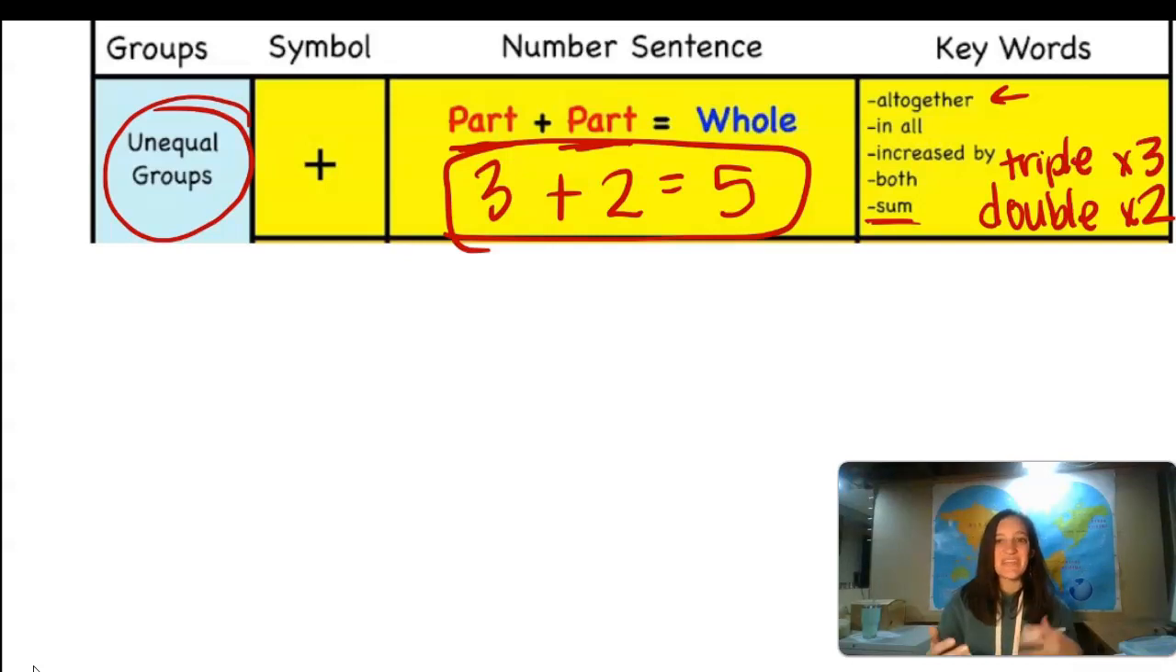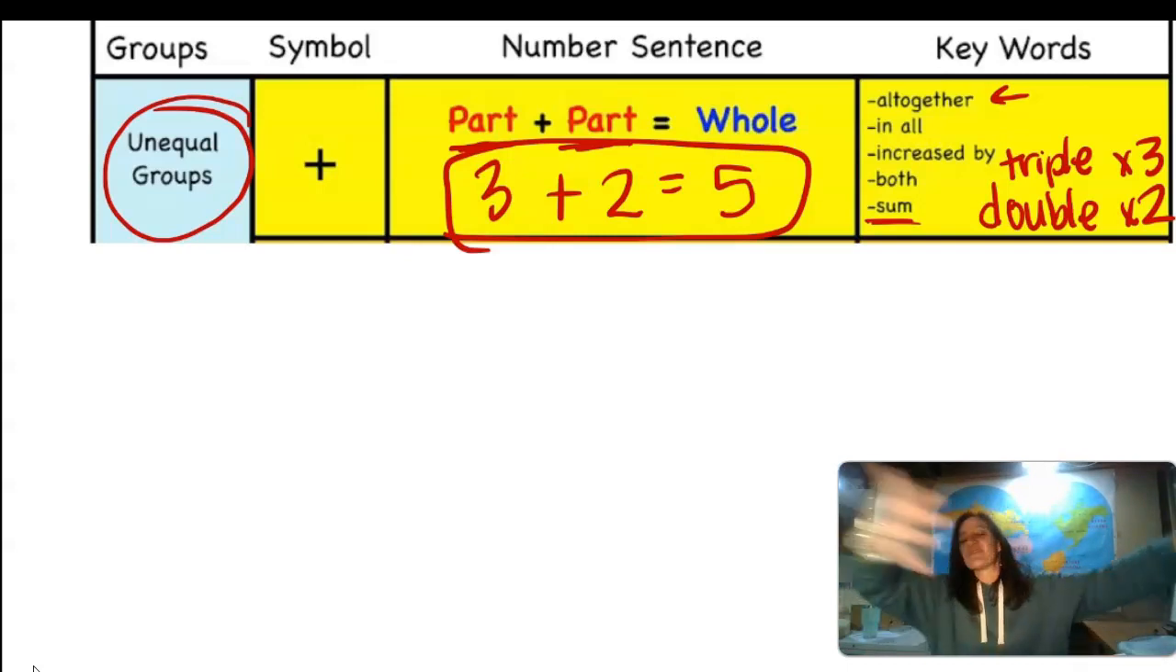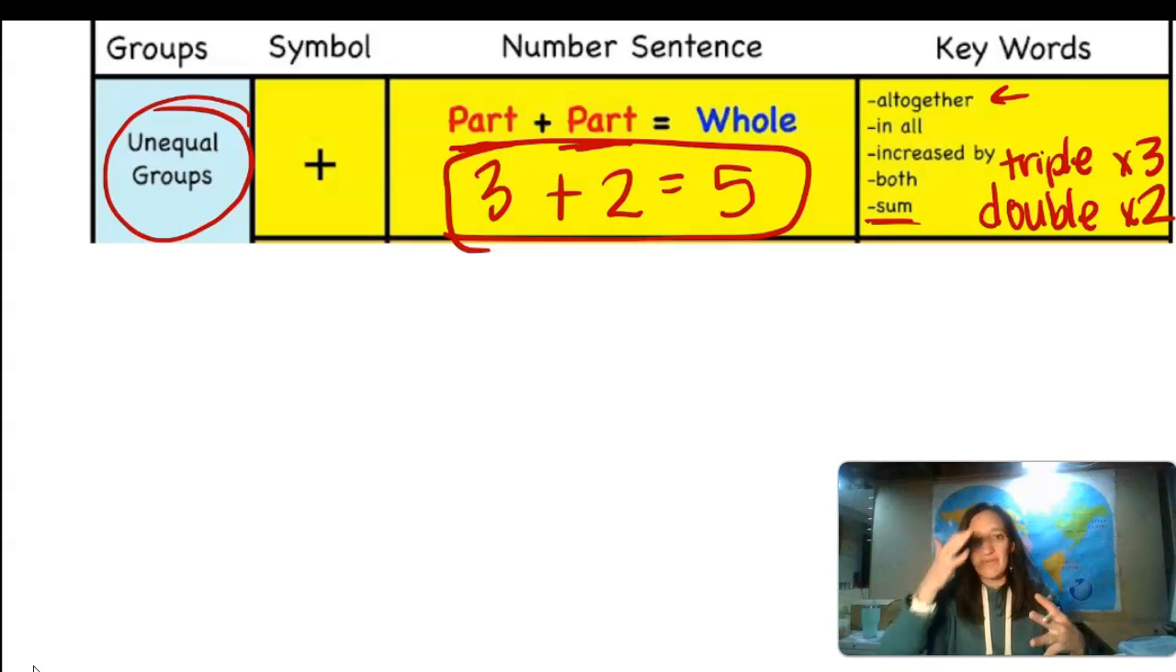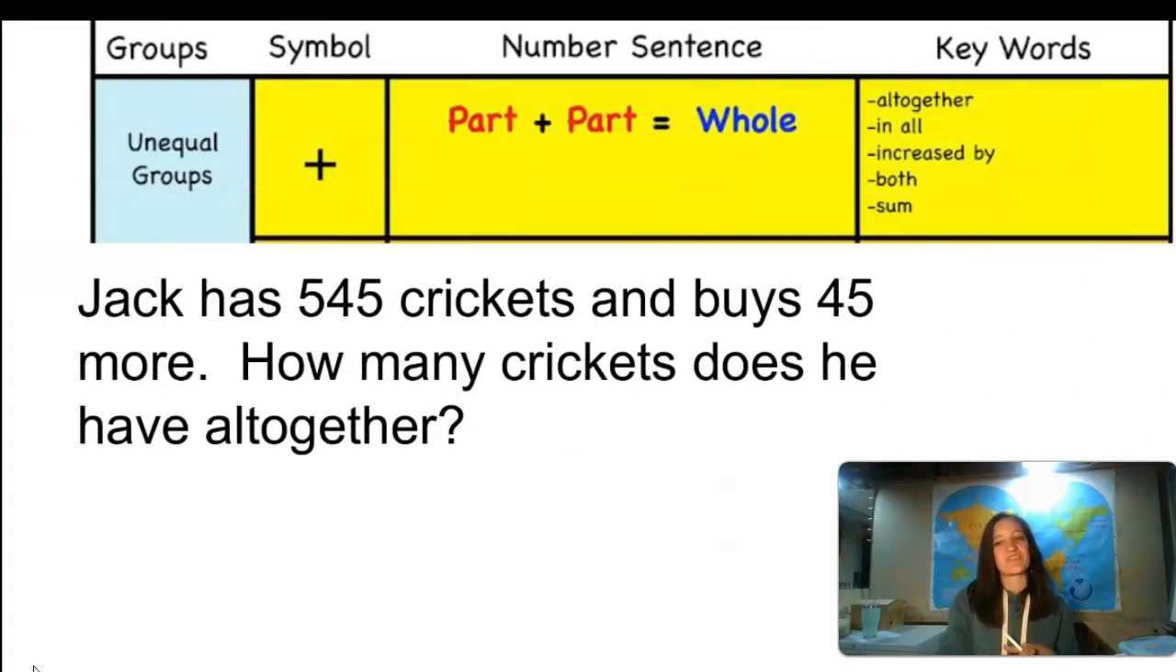So those are some keywords for you as you are in the real world and something like this happens where you put all of this stuff together and you want to know the whole amount. That is adding. All right, let's look at a real life situation.